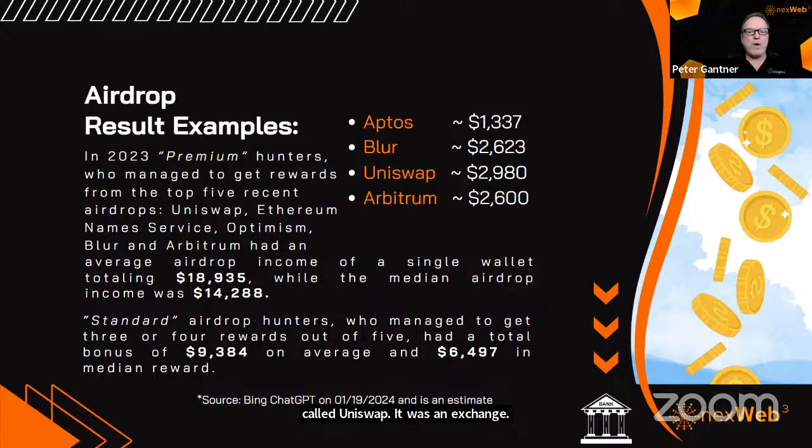If you just simply went on there and did about a dozen trades, meaning buying and selling cryptocurrency through their exchange, you would have gotten an airdrop of around 600 UNI tokens, which currently today is worth about $2,980. So with ChatGPT, we went in and said, hey, can you get us some information on this?